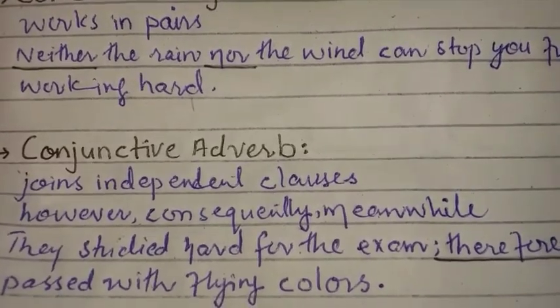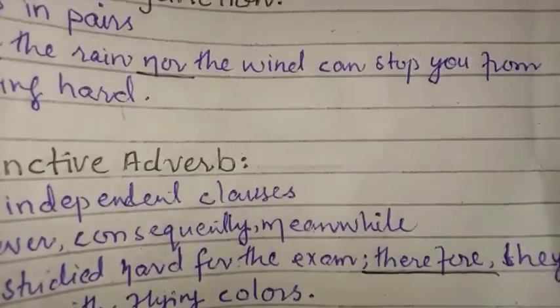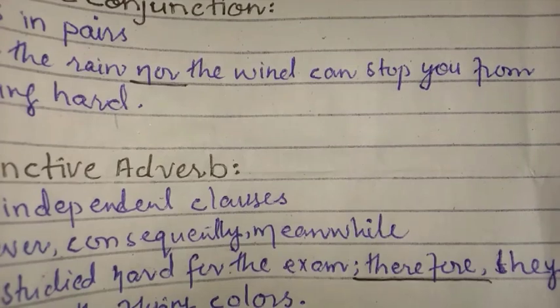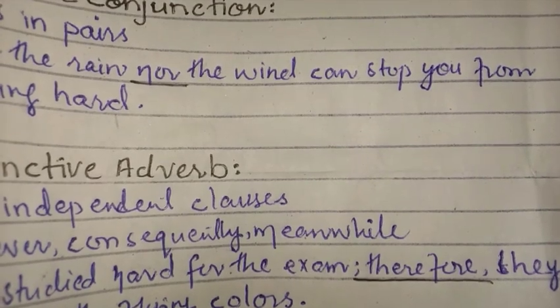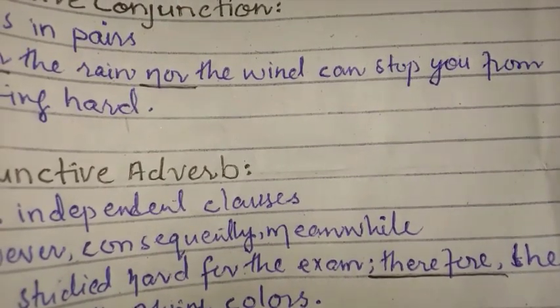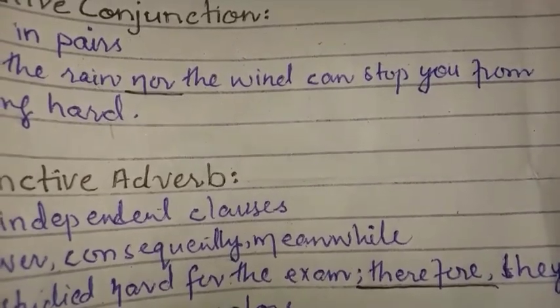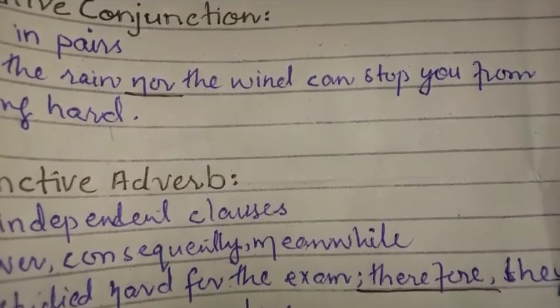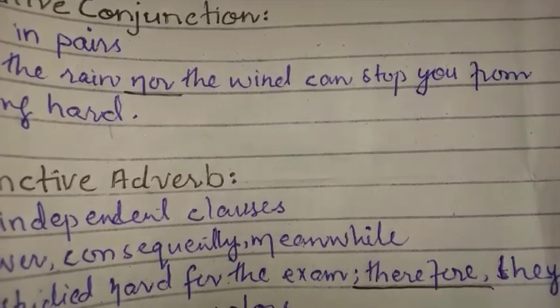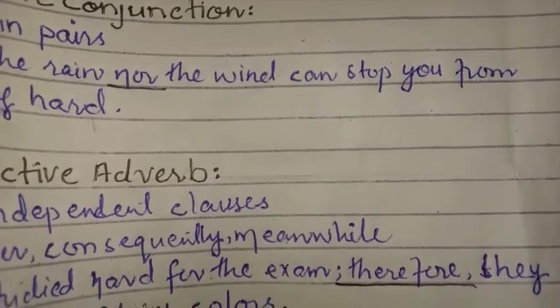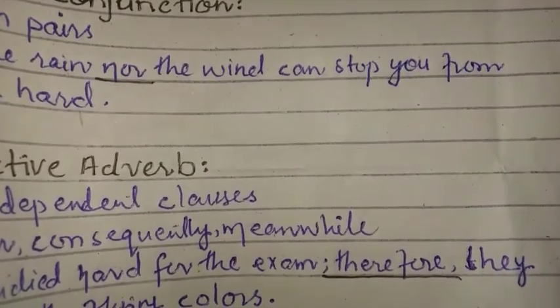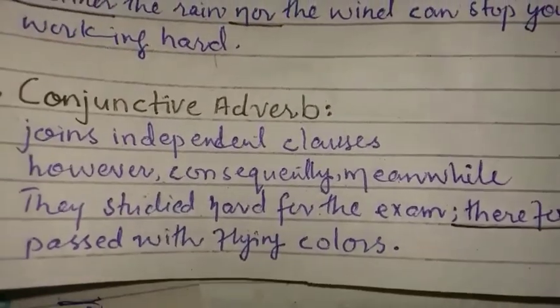Those independent clauses are joined together with a semicolon first. After writing the first independent clause, we have to add a semicolon, like a dot and a comma. This is called a semicolon. Then we have to write our conjunctive adverb, therefore. Then again we have to add a comma, and then we start our next independent clause.